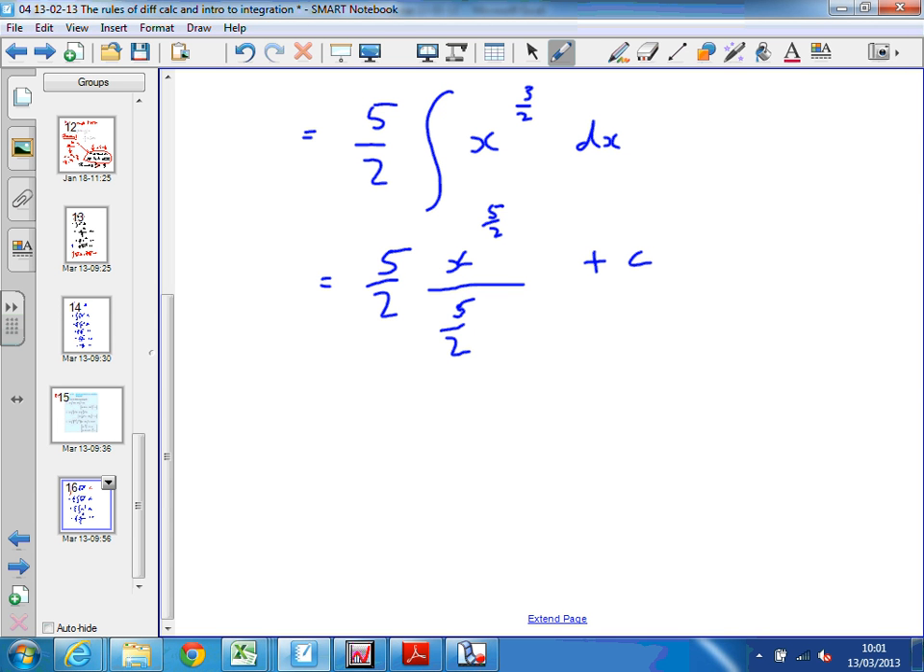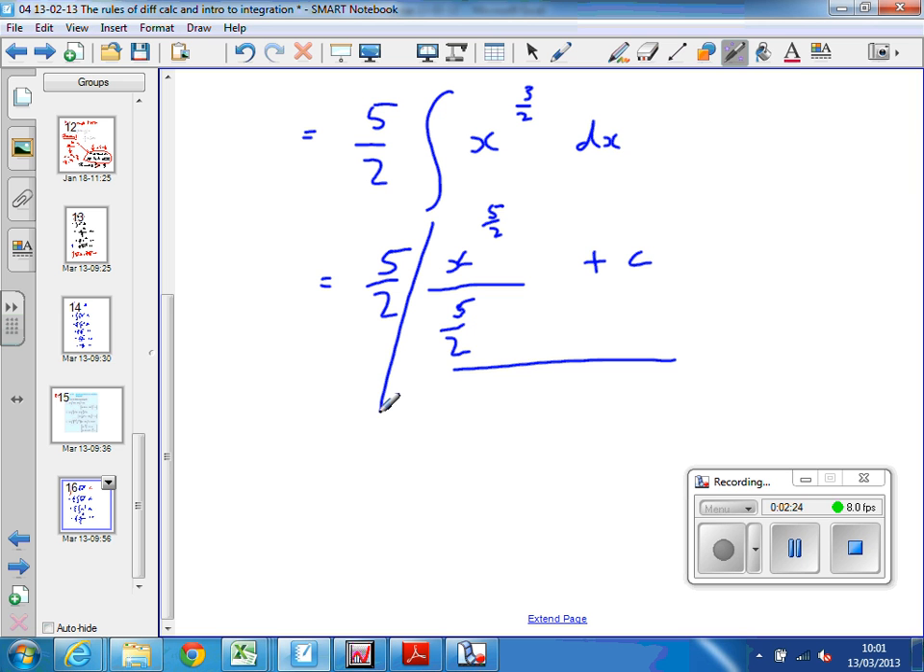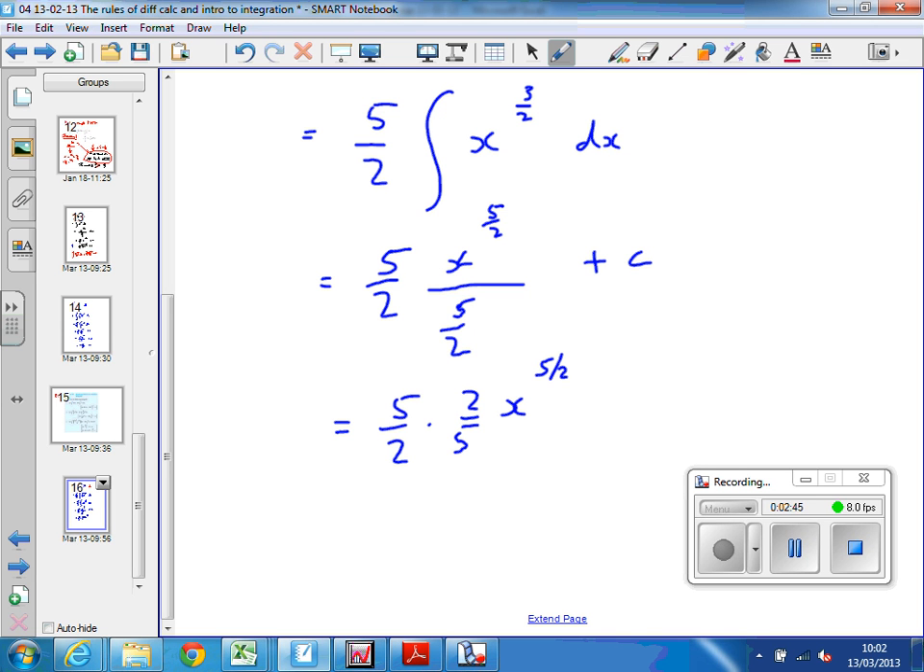And instantly we can see we've got all sorts of fractions in here, which makes it look awkward. So this next step is the important one. If we just think about this bit underneath and not worry about this part of it, this 5/2 for now, remember what I was saying. If I'm dividing by a fraction, 5/2, I invert the bottom fraction and it becomes a multiply. So that means this then equals 5/2 times 2/5 x to the 5/2 plus c.